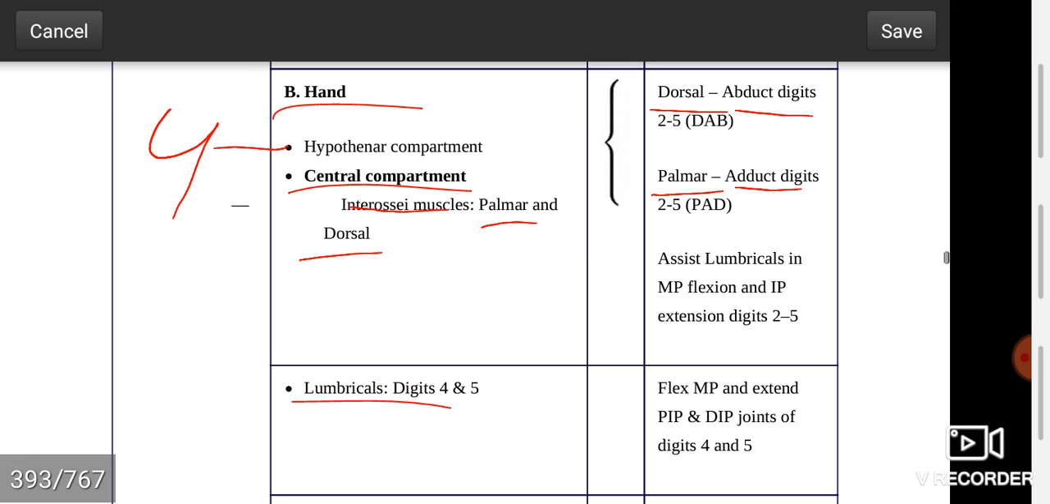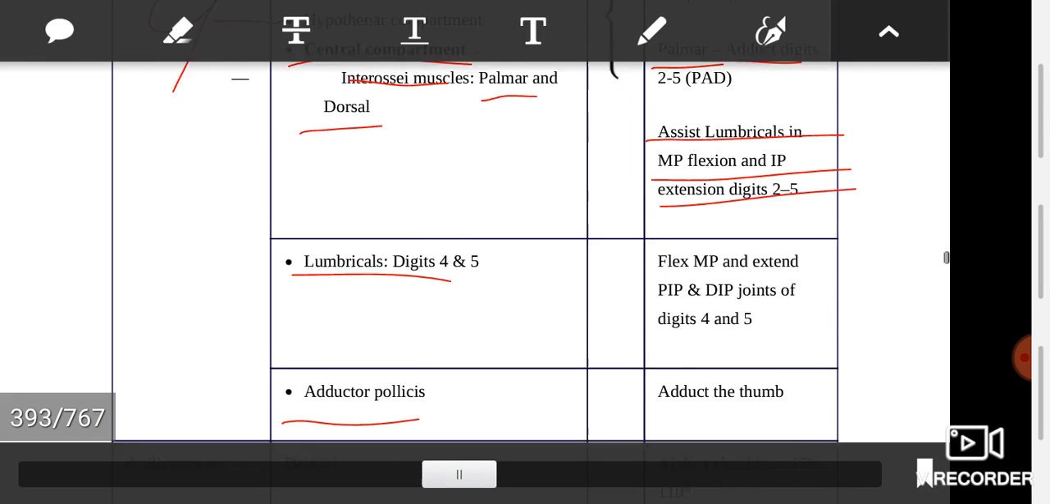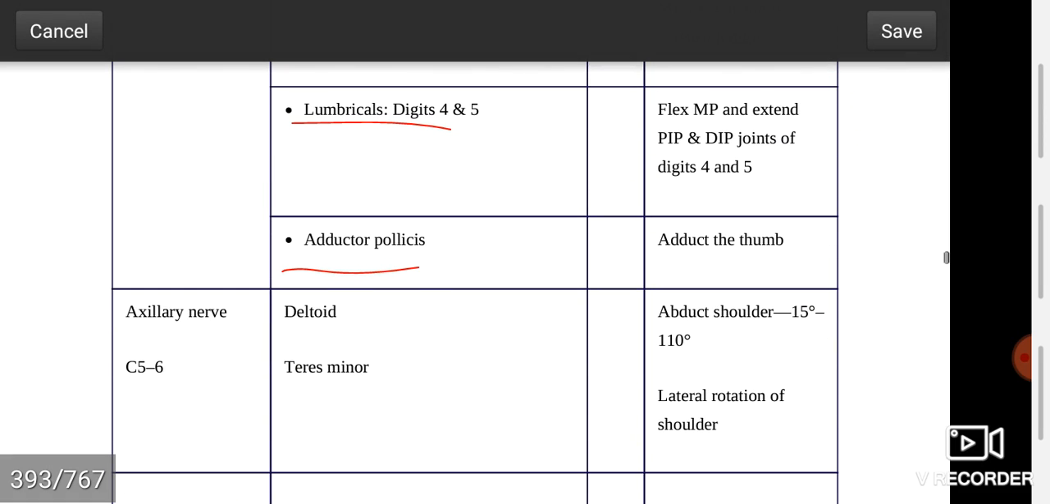One other thing that we have to remember is that they assist the lumbricals in MP flexion and IP extension of digits 2 up to 5, and they have some collaboration with the lumbricals. Another thing is that the lumbricals of digits 4 and 5 are innervated by the ulnar nerve. The second and third lumbricals are innervated by the median nerve, and we discussed the action of these: flexing of the MP and extension of the PIP and DIP joints of the 4th and 5th digits.